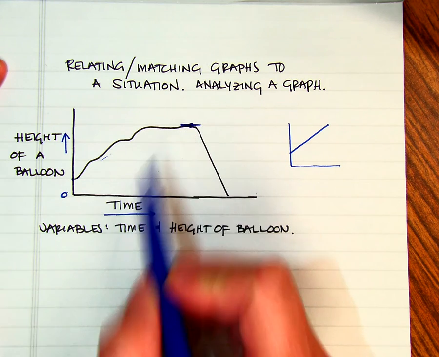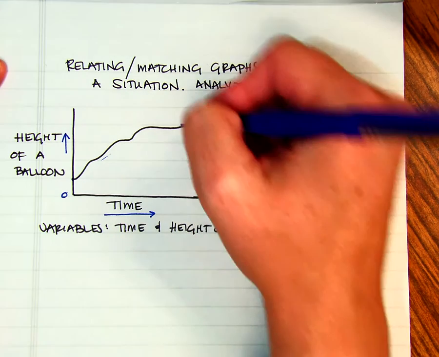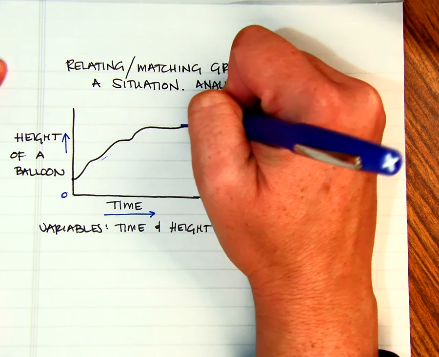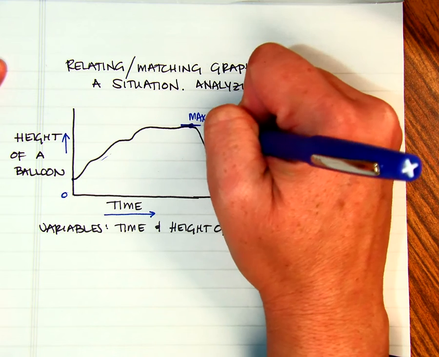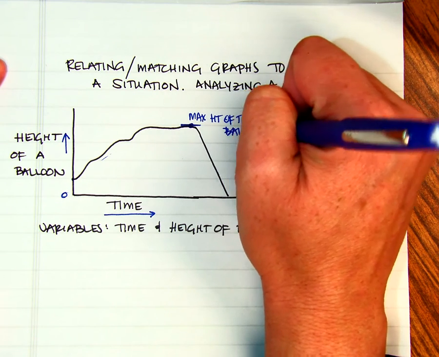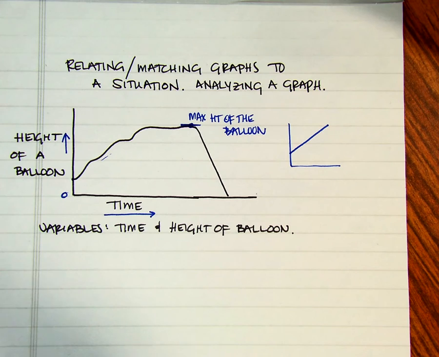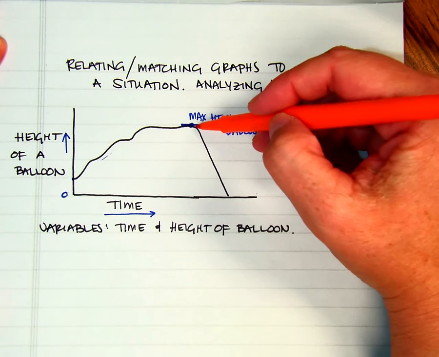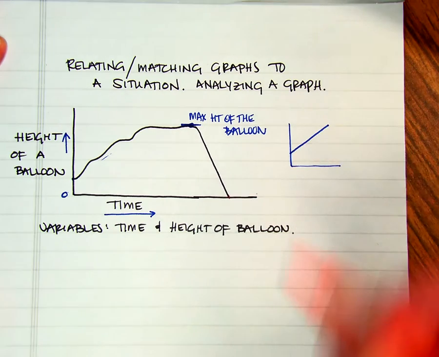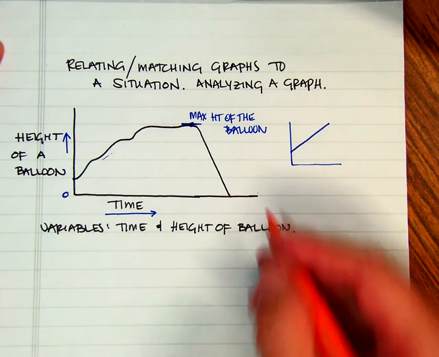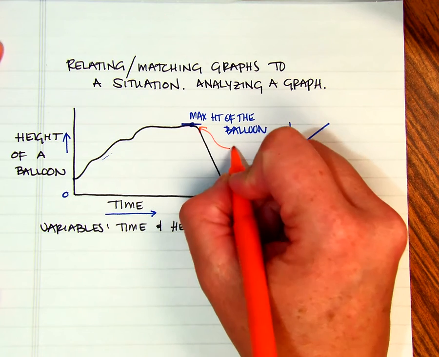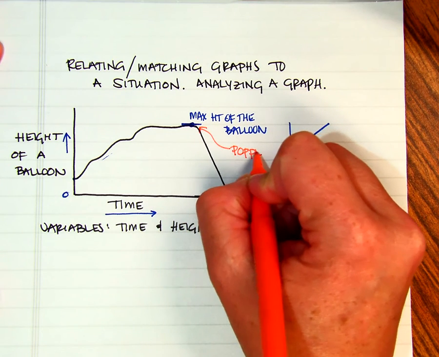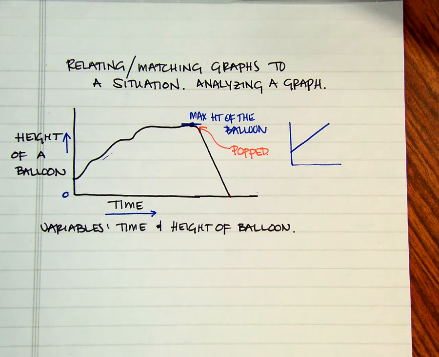Okay, and then what does this point represent? Right here. So this would be the max height of the balloon. And then what happens? Why does this just go woo, and then go all the way down to the ground? What happens? I'm guessing at this point, this is where it probably popped. Okay, so that is just my interpretation of this graph.